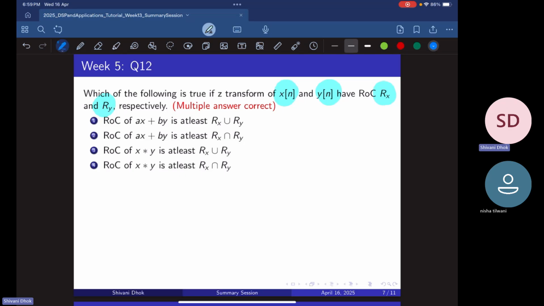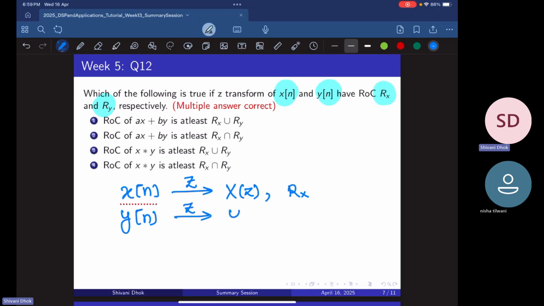What is given to us is that x of n has a Z transform capital X of Z with region of convergence Rx, and y of n has a Z transform capital Y of Z with region of convergence Ry.